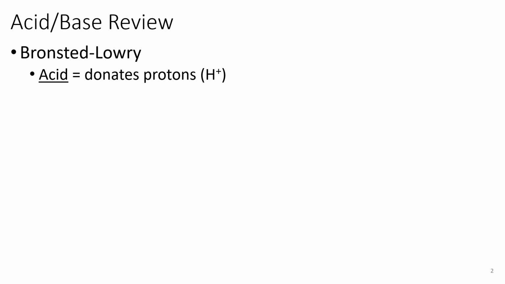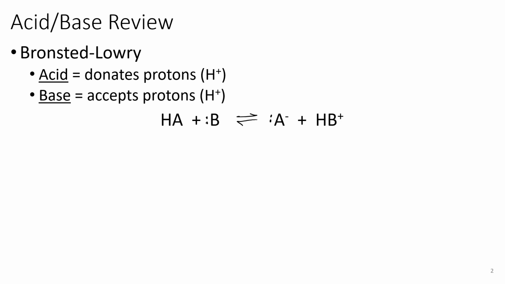anything that donates a proton, and remember the proton is the H+ ion, and a base is anything that accepts a proton. So when we look at our acid-base reaction, we have our acid, which we typically denote as HA, so that it has that H+ ion that it can donate. And then we have our base, which we're going to represent as the B, and the only thing that a base needs to contain is that lone pair of electrons to accept the proton.